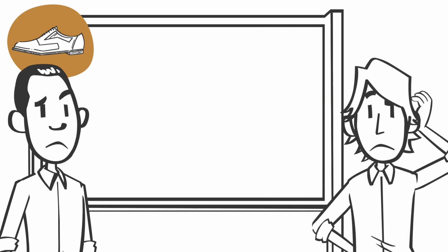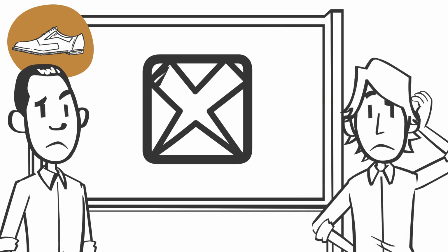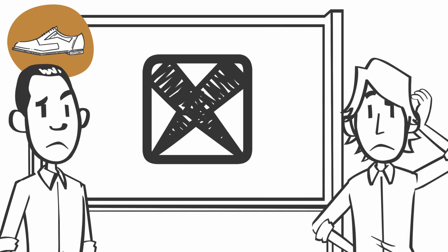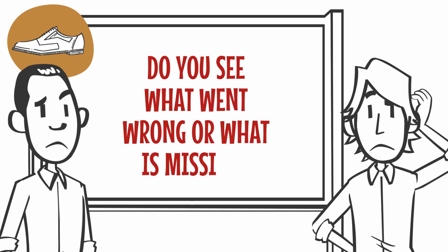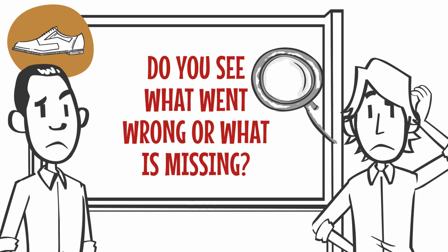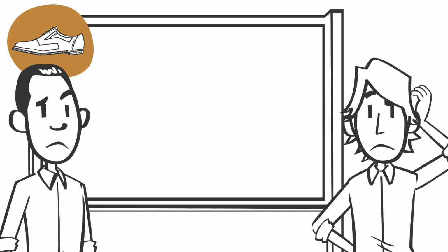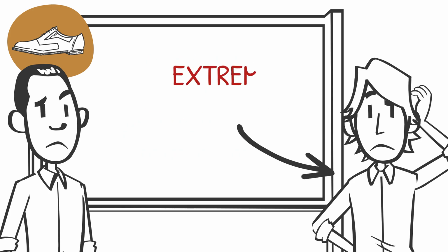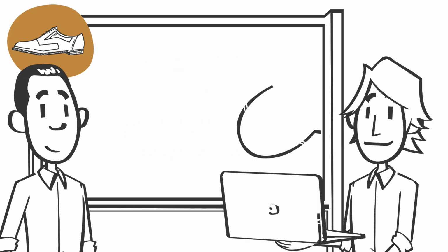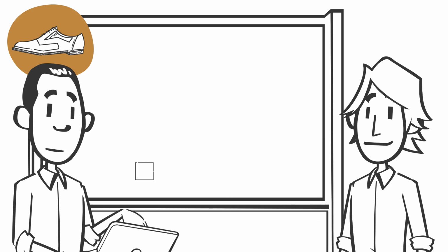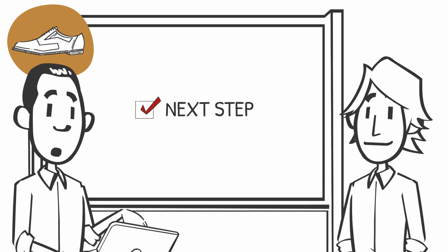In this example, there is something seriously wrong that happens at every step of the case interview. Do you see what went wrong or what is missing? I'll give you a second to think about it. In this example, the candidate is being extremely passive. They answer the interviewer's question and then wait for the interviewer for further guidance on what to do next.